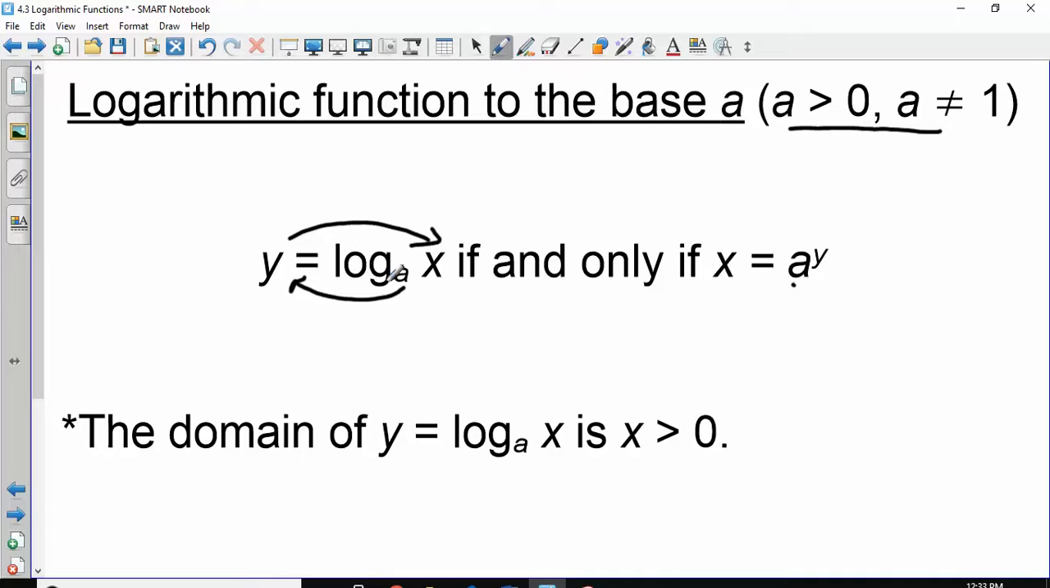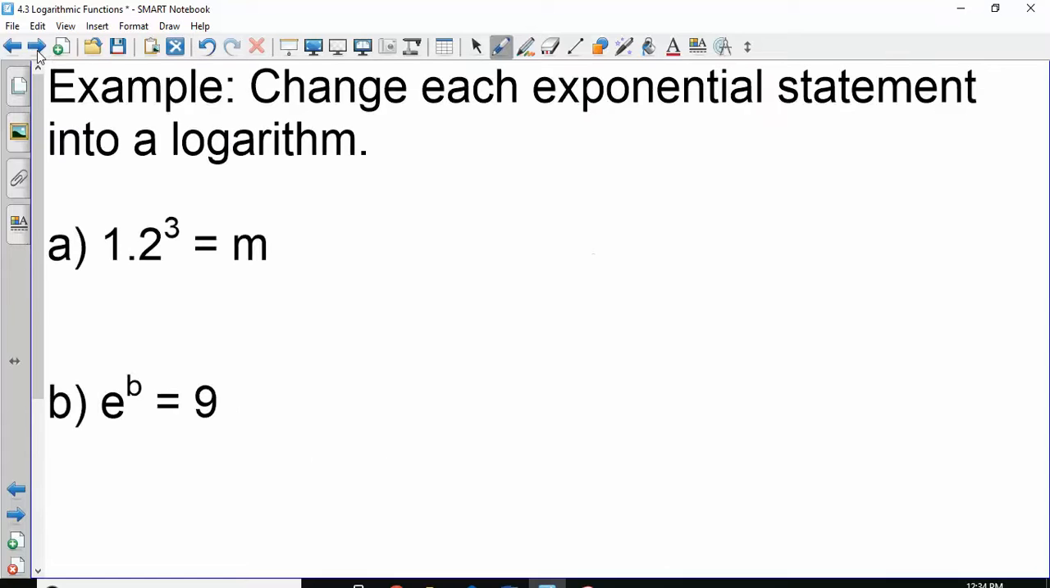What I want to do first, we're just going to take a few examples of going back and forth between exponential form and logarithmic form. Okay, does everybody have that definition written down? So here is our first example. I'm going to take these exponentials, so we just got done dealing with exponentials, and we will write them as a logarithm.